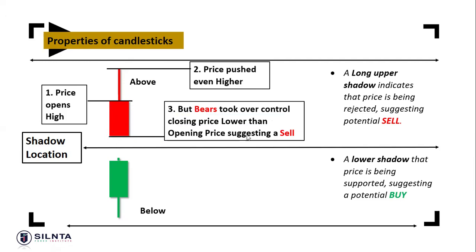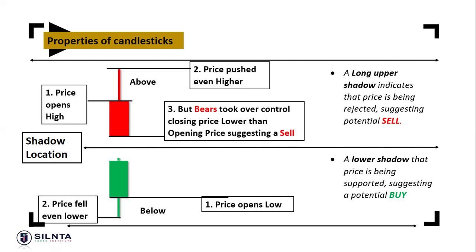Then here we have a lower shadow. The first case is giving us an upper shadow with a body at the bottom. The opposite also holds. That is a lower shadow, where price is being supported, suggesting a potential buy, while price opens low. Hope we are fine, eh? And then it goes lower again within that hour. Let's use an hour, né? Price fell even lower. After opening, it went down again. Do you agree there?